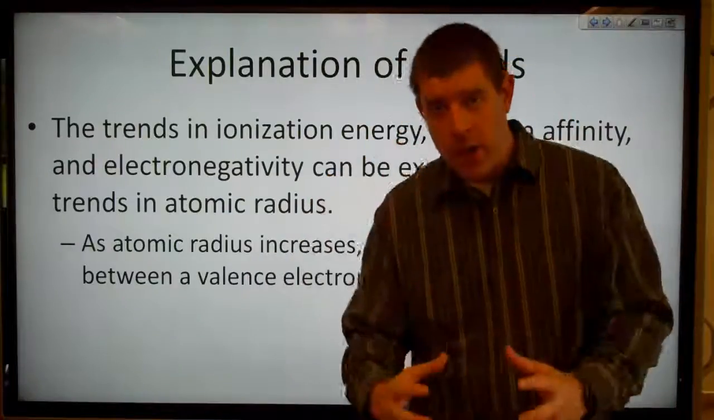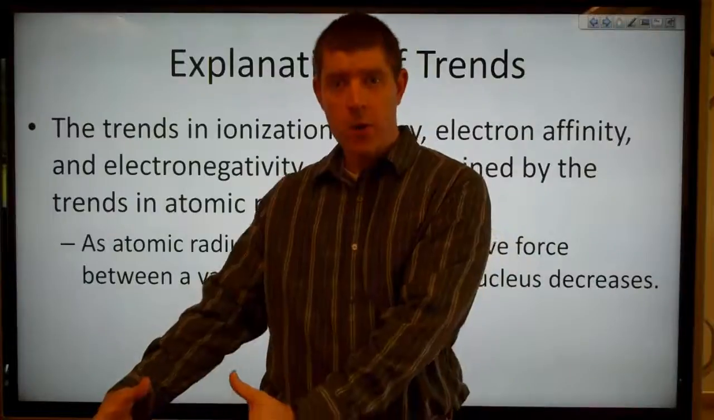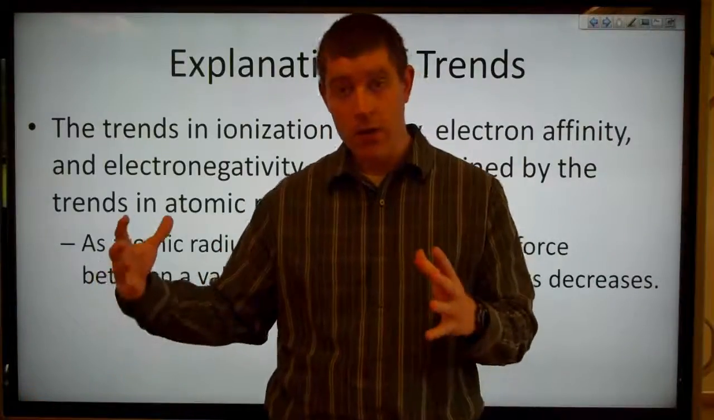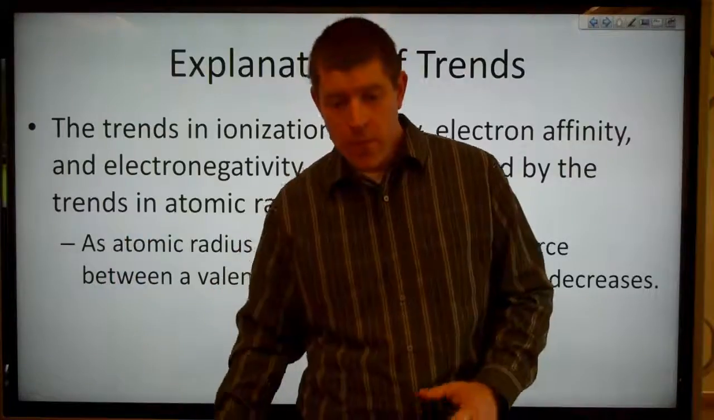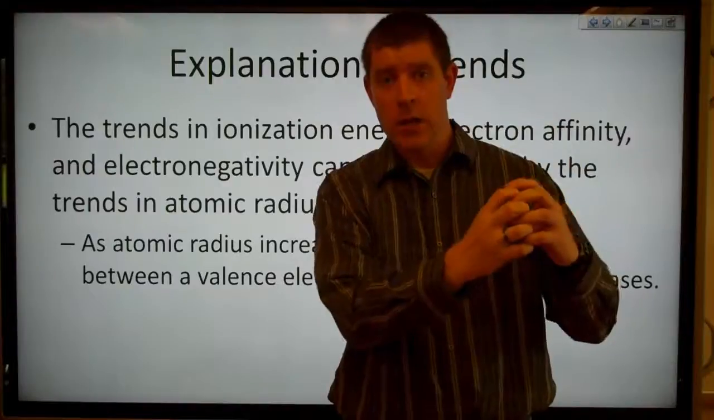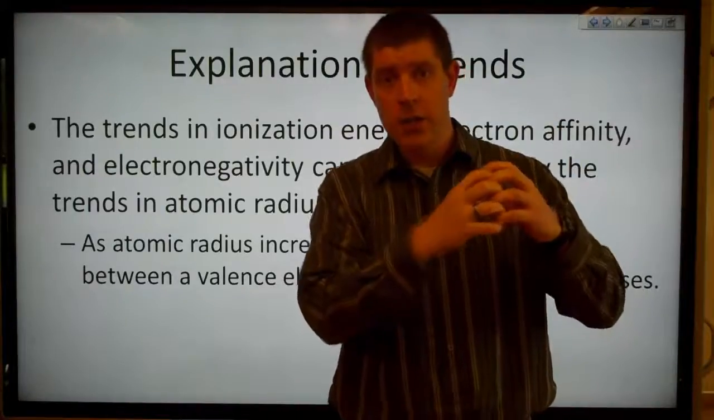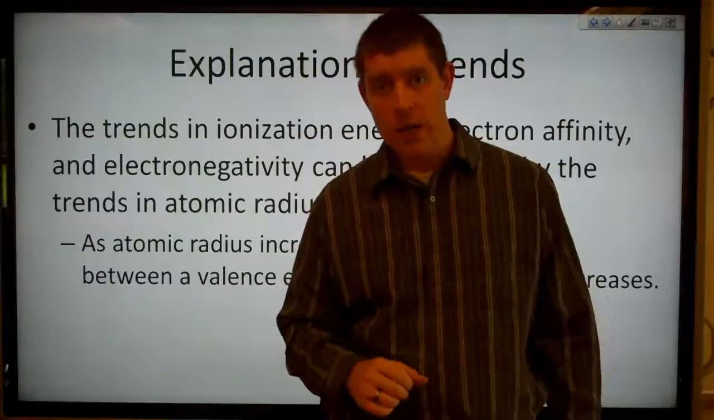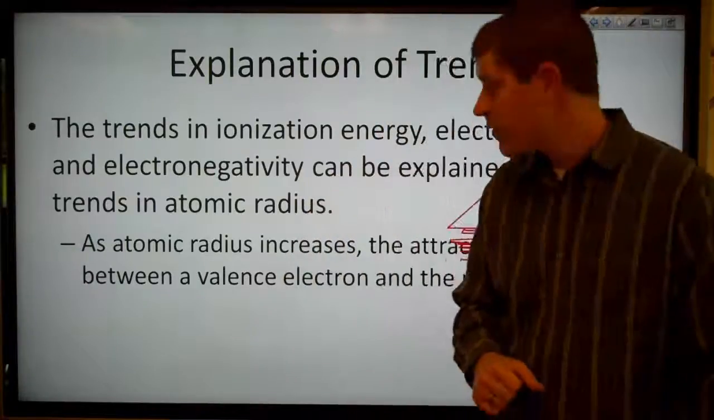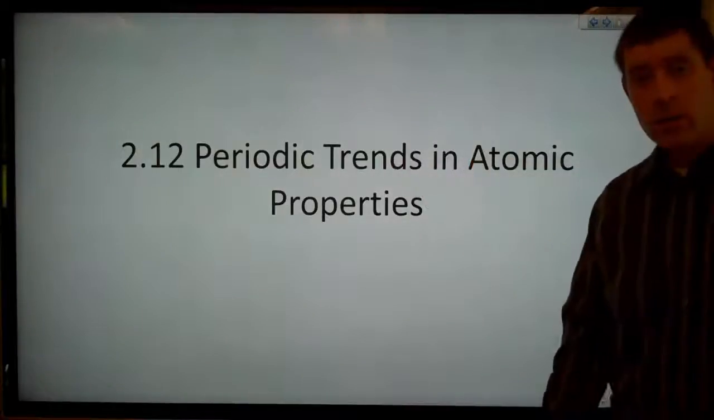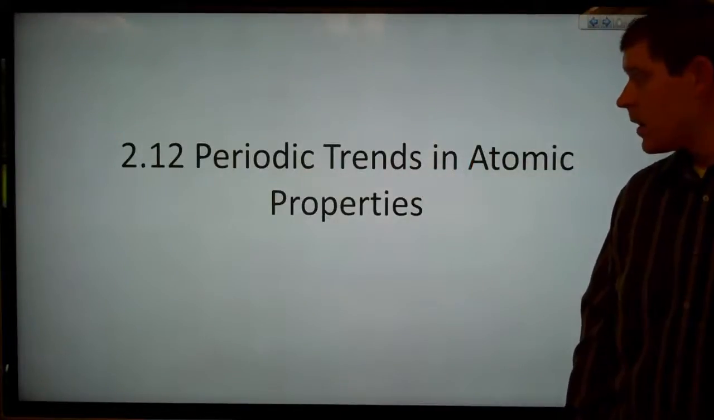So, down and left, we see very low electronegativities because we have very, very large atomic radii. As we move up and to the right to fluorine, we have very, very small atomic radii, so we should see very, very high electronegativity, very, very high ionization energy, and a high electron affinity, which is in fact what we see. So that was periodic trends in atomic properties.